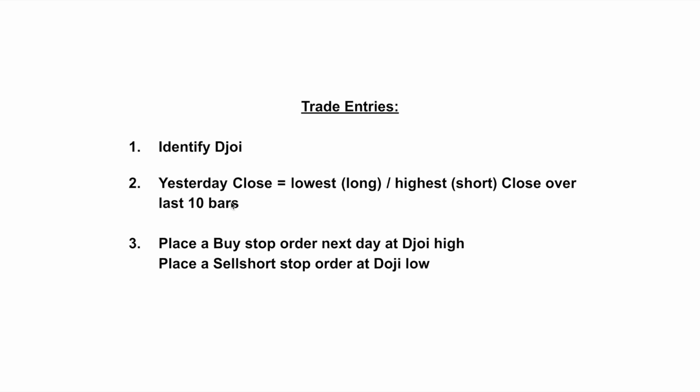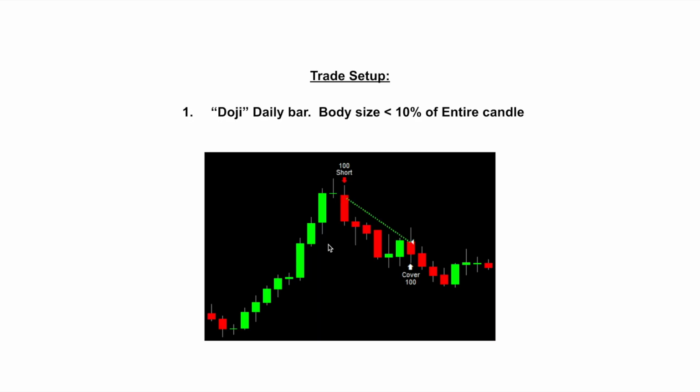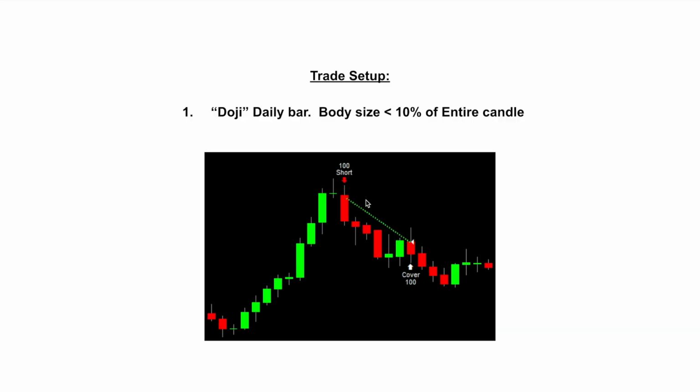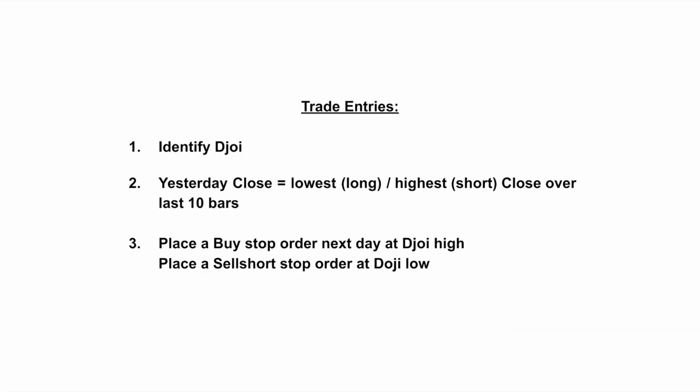Once we've seen these 2 conditions, then we're going to place a sell short stop order at the Doji low. The opposite is going to be for long trades. So once we've seen this, we place a sell short stop order at the low of this Doji for the next day, and then the next day, sure enough, prices broke through that low and got us into the trade. Okay, so that's quite straightforward. So that sums up the entries.